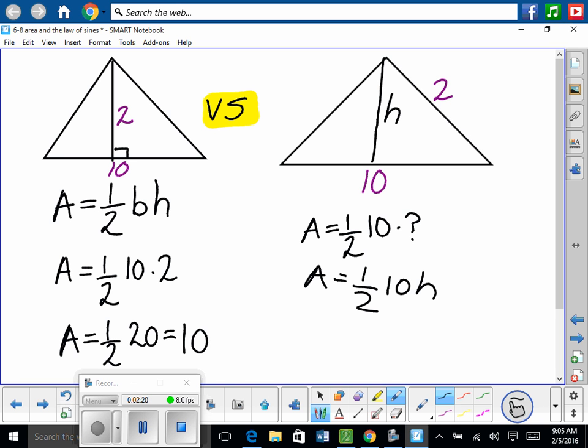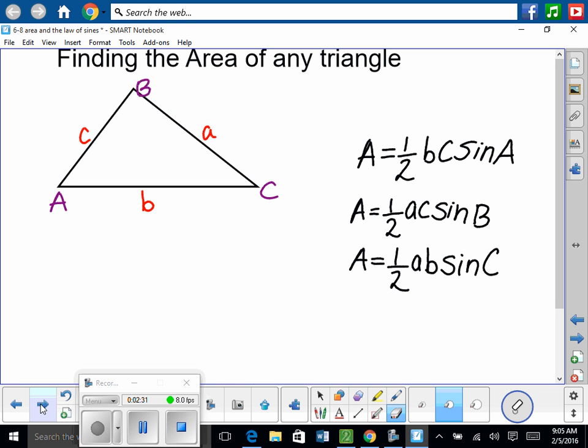Now, don't we have a variable that we have no idea what it is? So that's what the formula I'm about to give you is for. It's for something like this. So we have a triangle. We don't have a 90-degree angle involved at all. So to find the area of that, you're going to use this formula. It's the area, and it's involving sine. So does everybody see this triangle? This is angle A, this is angle B, this is angle C.